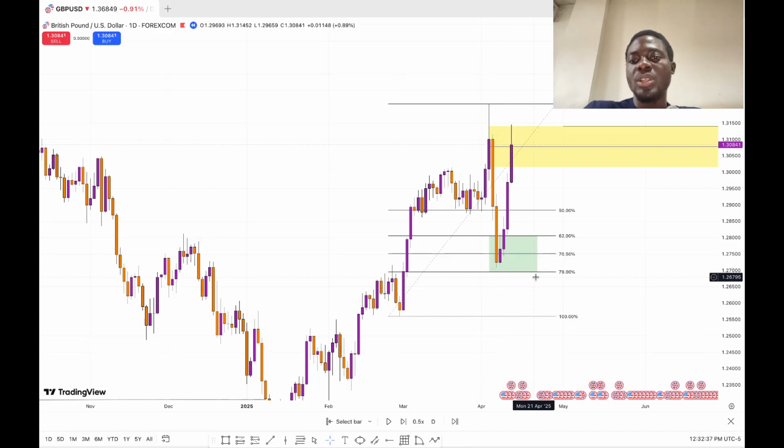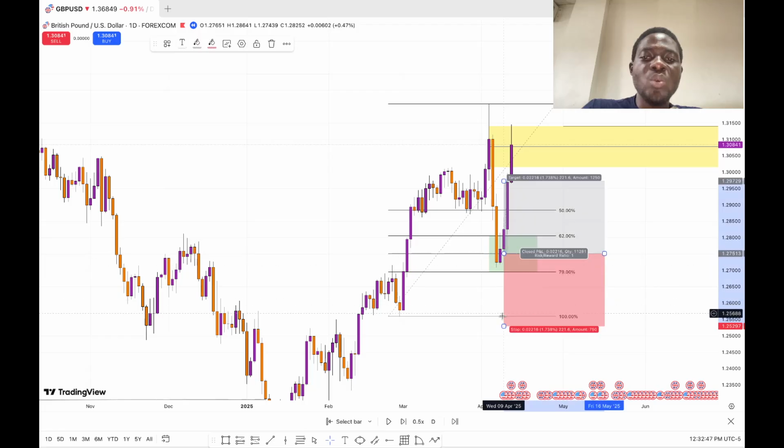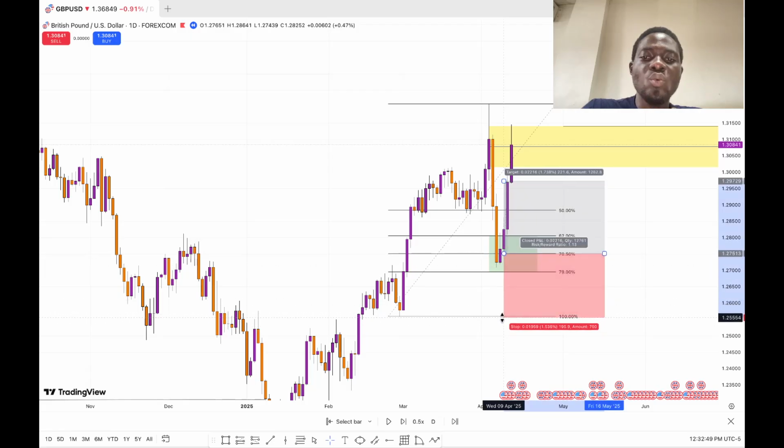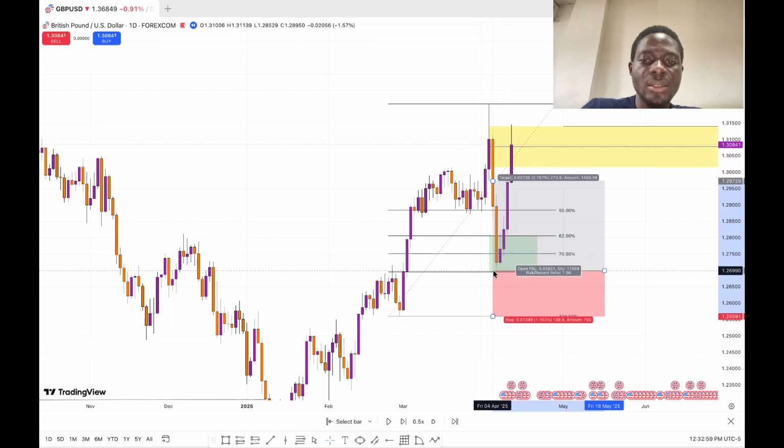Okay, so please look at this 62 to 79% level. That is the discount level. You can take your trade over there. And what we normally do is that we are not always sure that price will come. Sometimes price doesn't come below the 79% level. But what we do is we can open one position here and say, okay, if price comes down again over here, then we take another position. Do you understand?